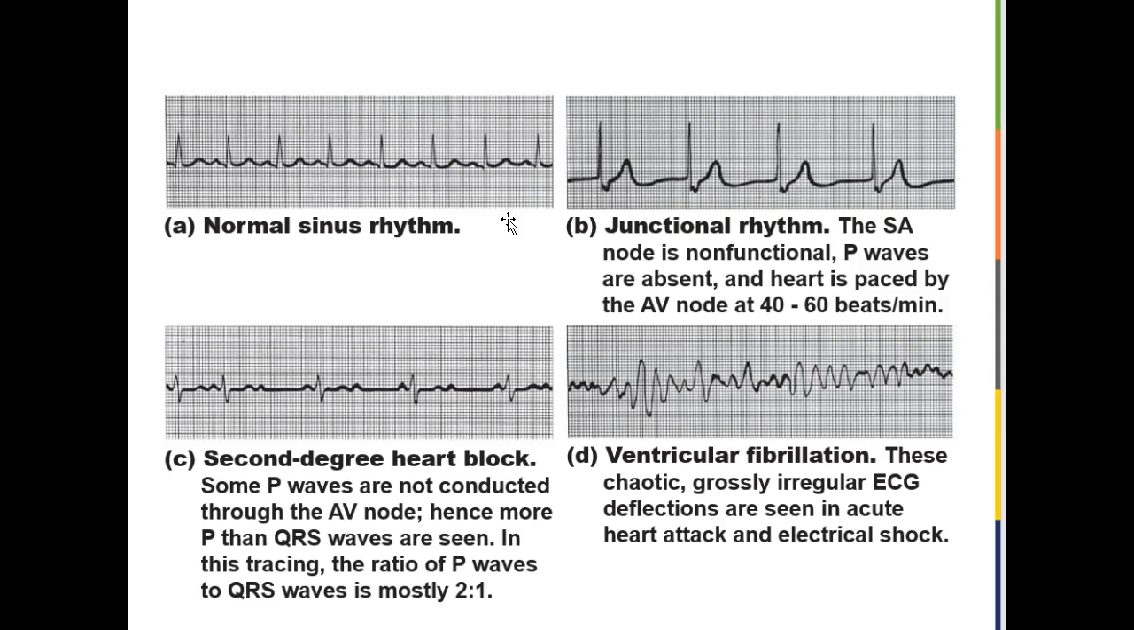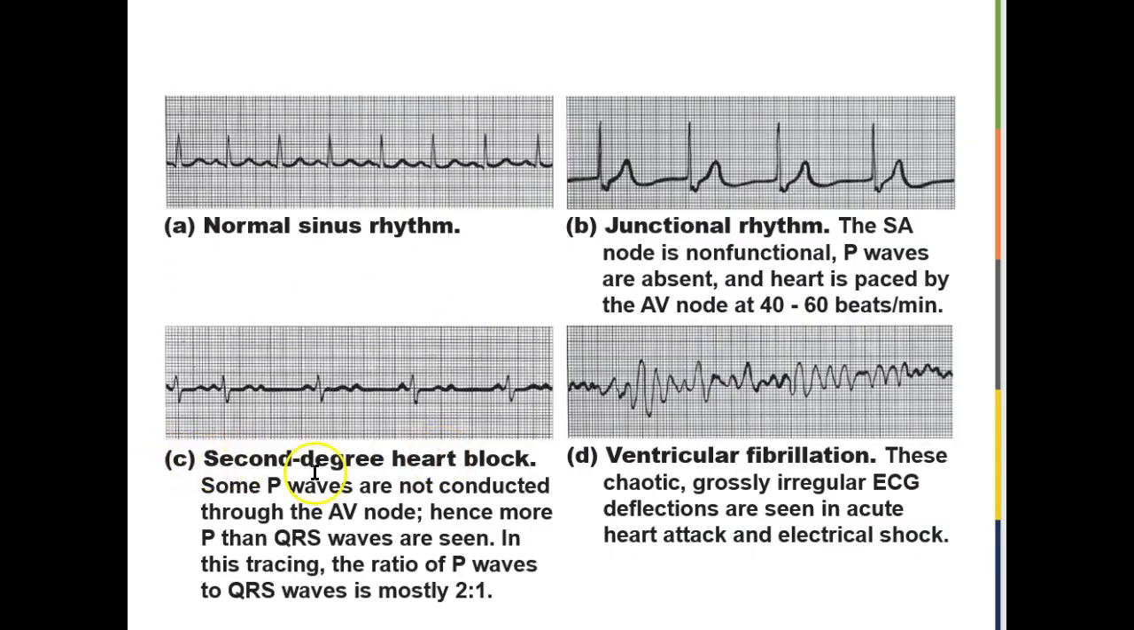So then looking at this real quick, there are 3 things I wanted to point out. Here's your normal sinus rhythm. Here we have junctional rhythm, which, as it says here, the SA node is non-functional. So there are no P waves. That also means that it is your AV node that is setting your resting heart rate. And because your AV node doesn't depolarize as fast as your SA node, your heart rate slows down when you have a junctional rhythm, which you can kind of see here. These are kind of on a different scale, it looks like. But this is supposed to be a slower heart rate than the normal sinus rhythm.